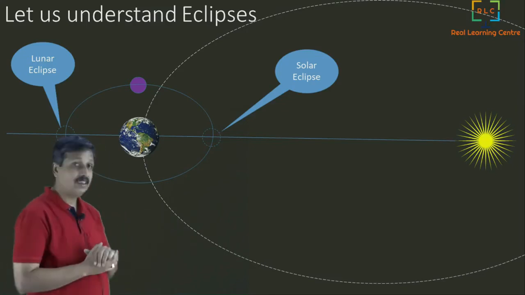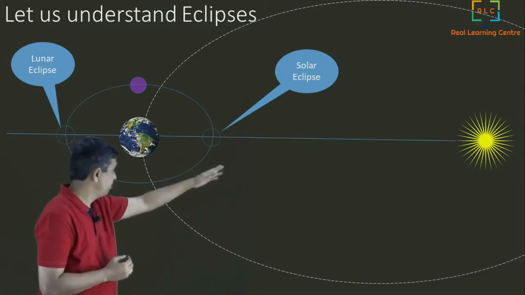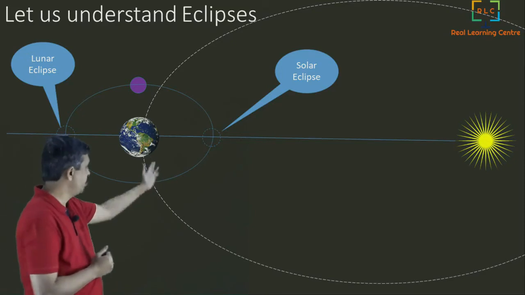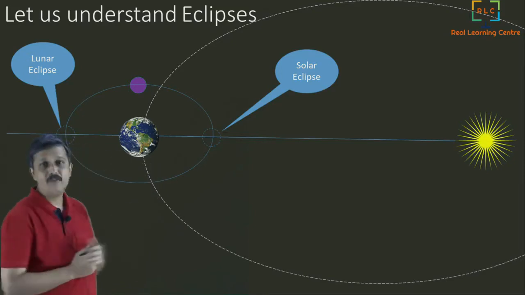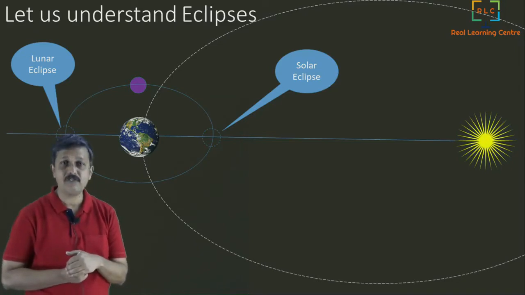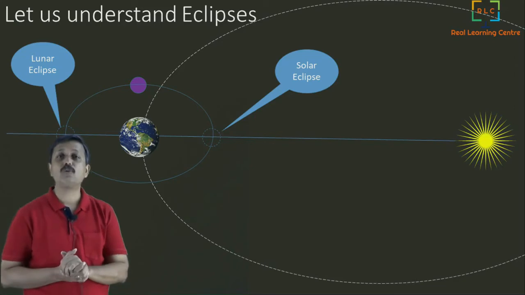It doesn't have its own light. So the moon, when it is here, the problem is the earth is in the way of light coming from the sun directly to the moon. So what does it mean? That means earth's shadow falls on the moon. When earth's shadow falls on the moon, you can't see the moon, or you can see a dim moon. That is what we call a lunar eclipse.